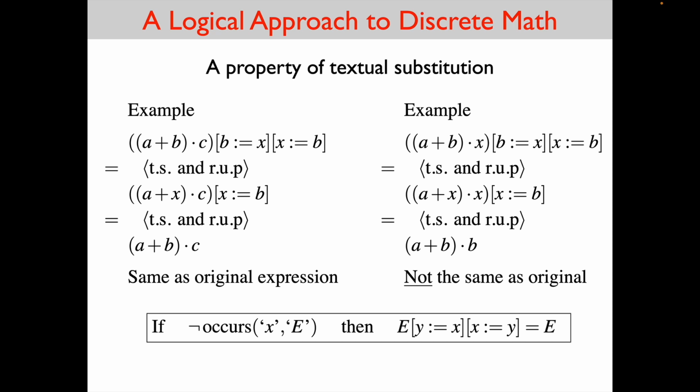So as long as x does not occur in E, then if you take that expression E, and everywhere there is a y, you replace it by x, followed by everywhere there is an x, you replace it by y, you are going to get that same expression E back again. So E with y replaced by x, followed by x replaced by y equals E. But that only happens if the variable x does not occur in expression E.